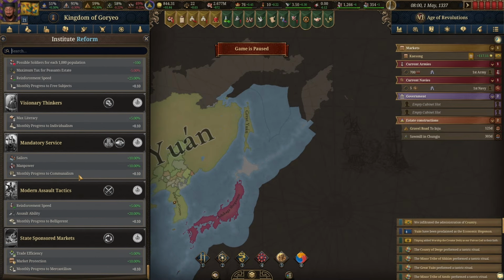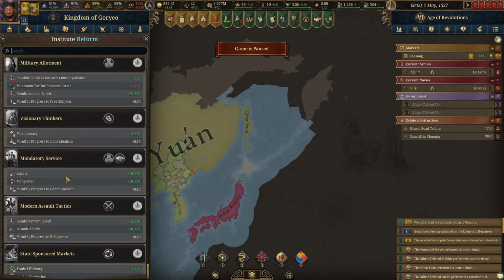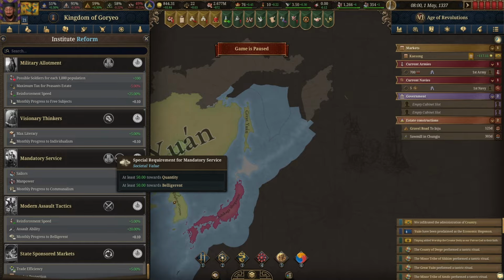Moving on to our other option, we have mandatory service. This requires you to have quantity of 50% together with your belligerence of 50%. And it gives a 10% increase to both the amount of sailors produced and the amount of manpower produced, with a push towards communalism. Personally, I don't think this is that great. It's not something I would probably spend a reform on just for a 10% increase to our sailors or manpower, because both of these things you can increase by building the related buildings. And considering you have to wait until the age of revolutions to get this reform, you probably have already passed that point.